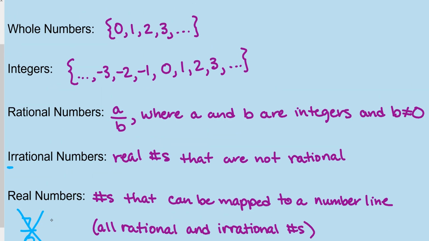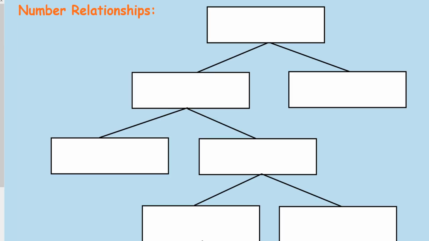Okay, so what I think we'll do next is make a diagram that shows how these number sets fit together. You have sets and then you have subsets. So what is a subset? A subset is a set that's smaller, or it could be exactly the same size, I suppose, but its elements reside in the larger set. So let's make a tree diagram.